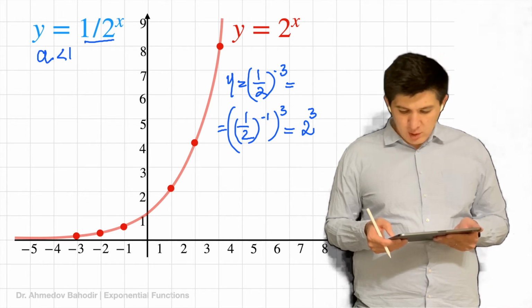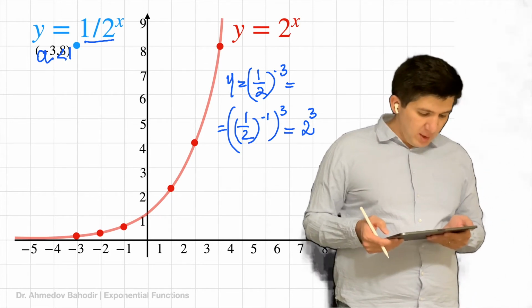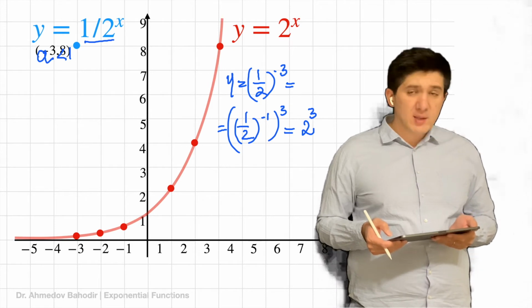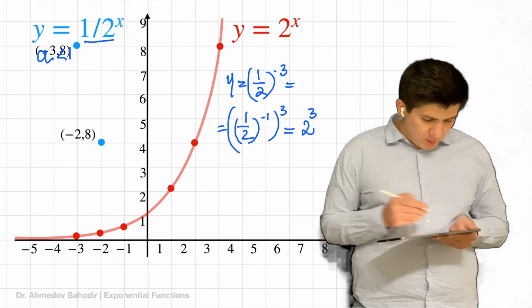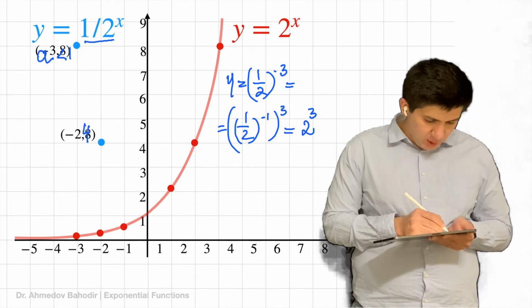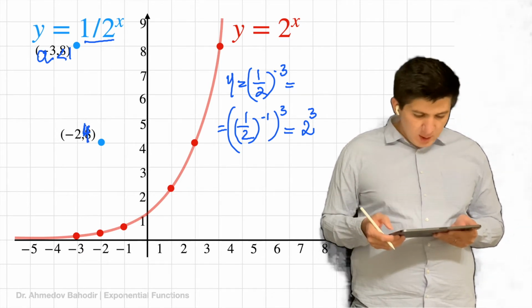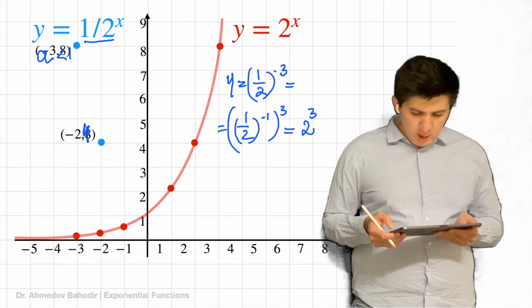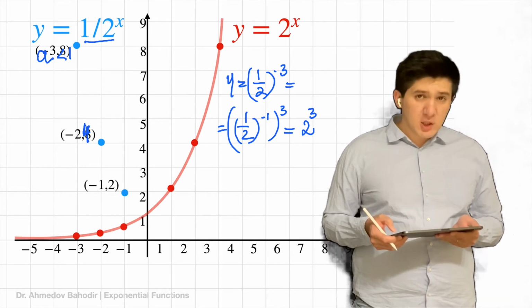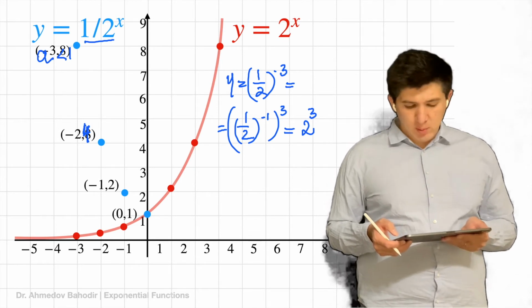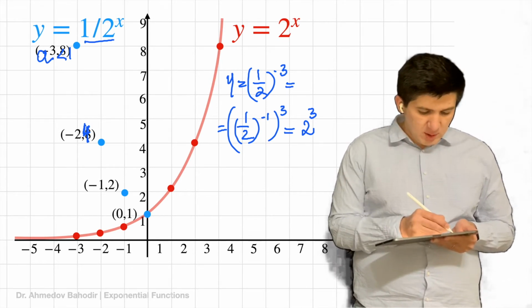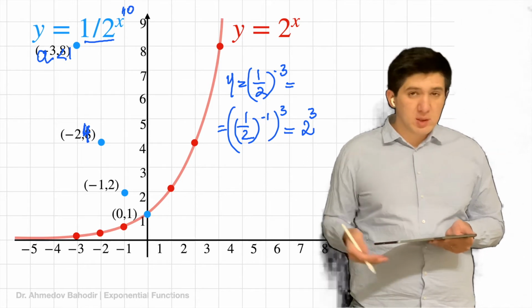We can calculate all the other points in this way. So I'm just going to put the points here. When x is equal to minus 3, y is equal to 8. When x is equal to minus 2, y is equal to 4. So here should be the 4. When x is equal to minus 1, y is equal to 2. When x is equal to 0, y is equal to 1, right? If you substitute 0 here, it's going to be equal to 1.